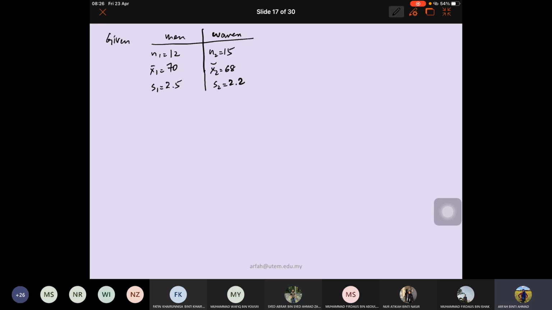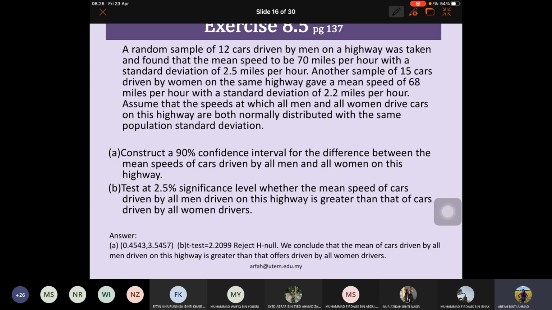So, take a look at this one. Dia kata, assume that the speed at which all men and all women drive cars on this highway are both normally distributed with the same population standard deviation. Okay, meaning that sigma 1 equal to sigma 2 equal to sigma. Okay, so ni case berapa? 1, 2, 3, 4.